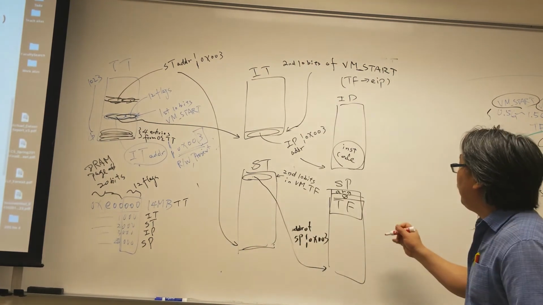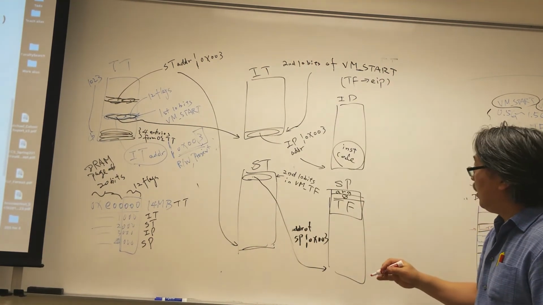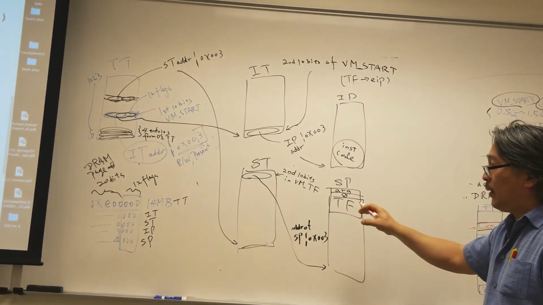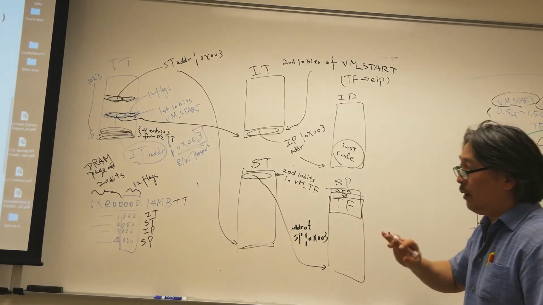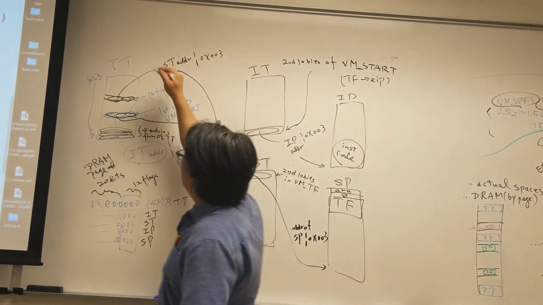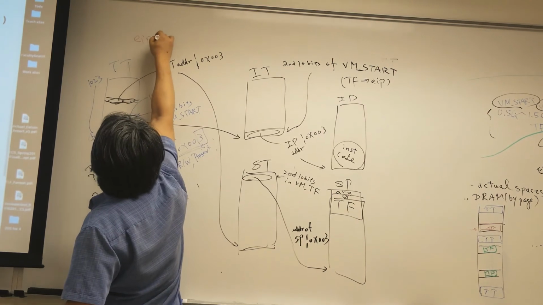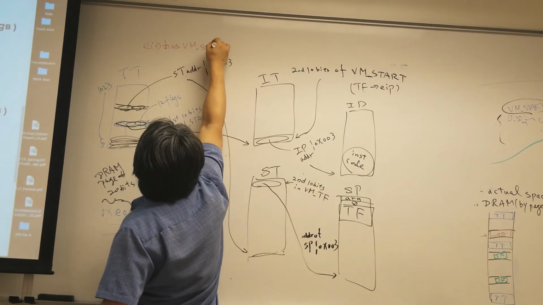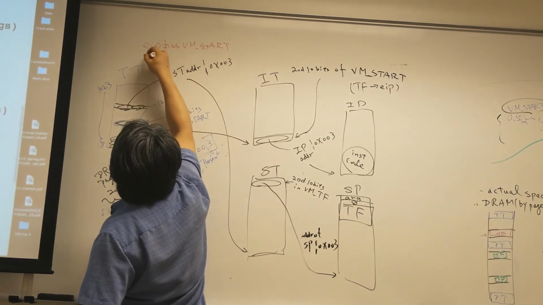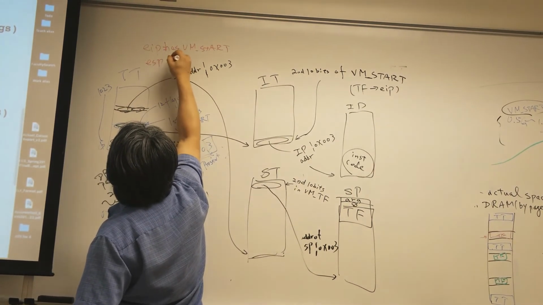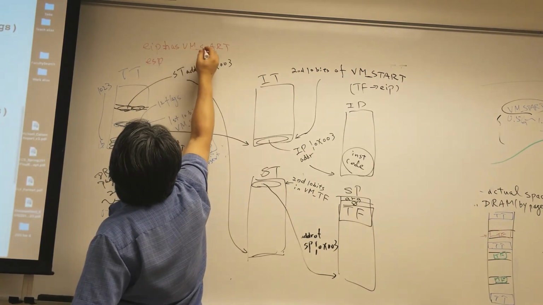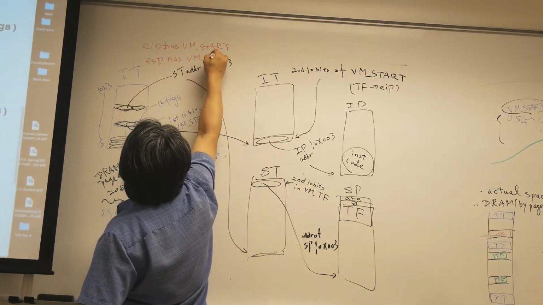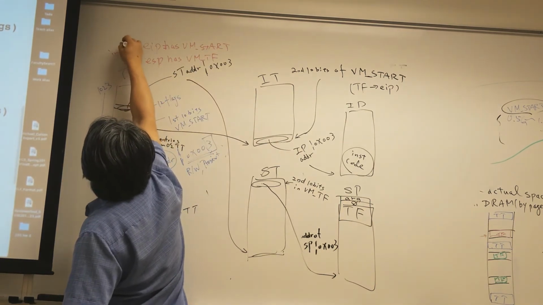Stack pointer points to a virtual address, translated into the real address here. But the stack pointer does not have the real address. So the EIP has BM star. The ESP has VMTF in CPU. All right.